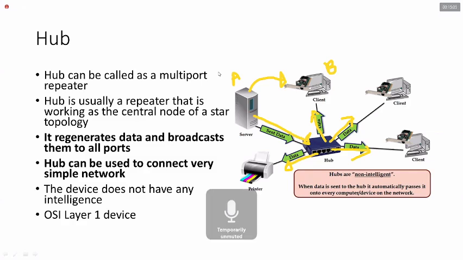Any guesses? It may be data transfer speed. Yes, the data transfer speed will reduce, because when you send one piece of data, it will be copied to everybody. Again, when another piece of data is sent, it has to be copied to everybody. So there will be a lot of traffic, and because of that the data transfer speed will be very low.